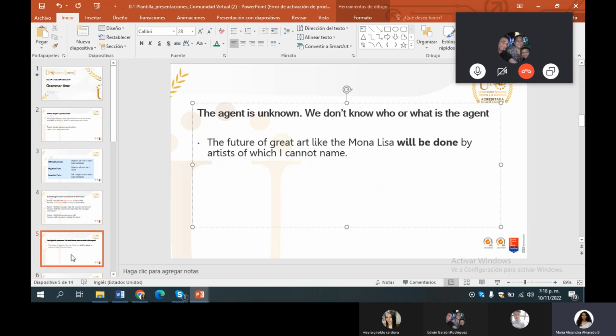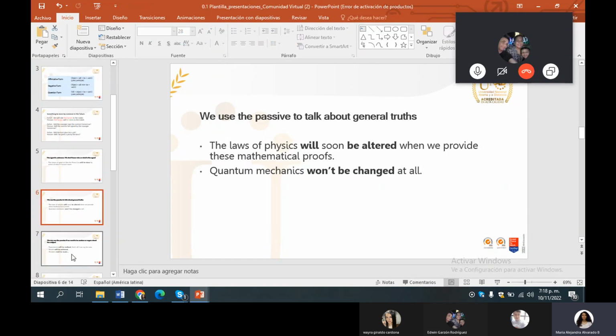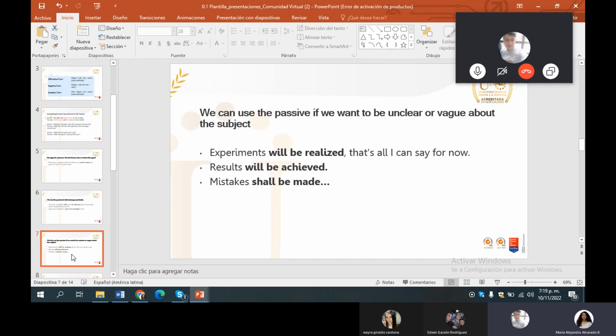Very good. Mario, can you please read the presentation? Yes, we use the passive to talk about general truths. The laws of physics will soon be altered when we provide these material proofs. Quantum mechanics won't be changed at all. Good. Okay.